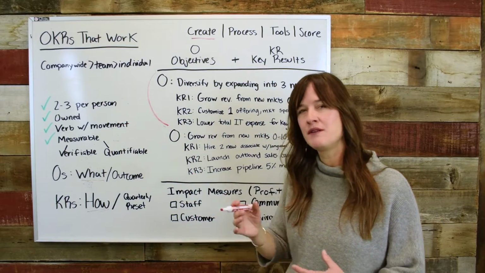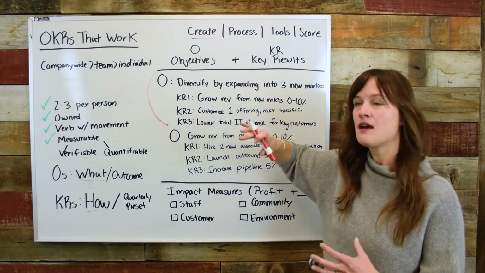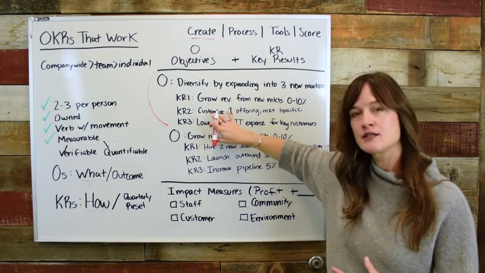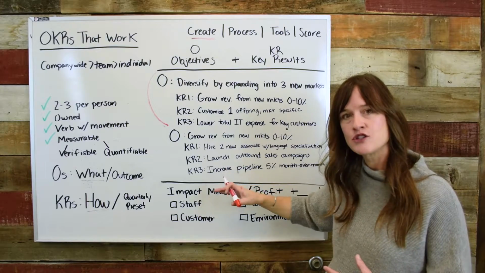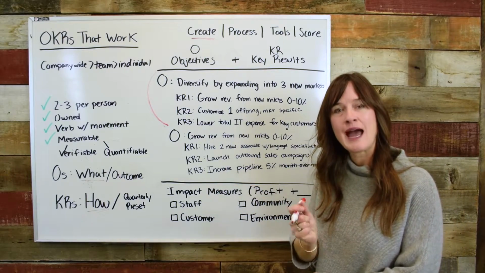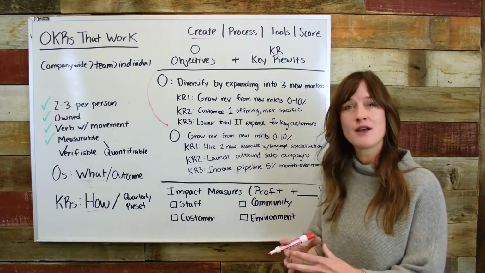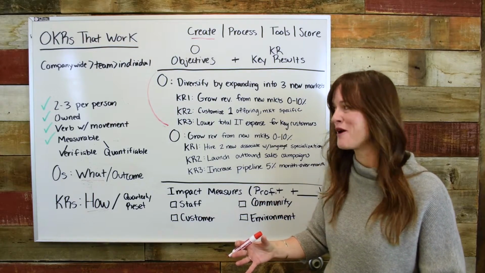A verb with movement, this is super important. So you can see this is diversify, grow, customize, lower, higher, launch. So really something with concrete action and movement. If you use a verb with action, you'll get there.